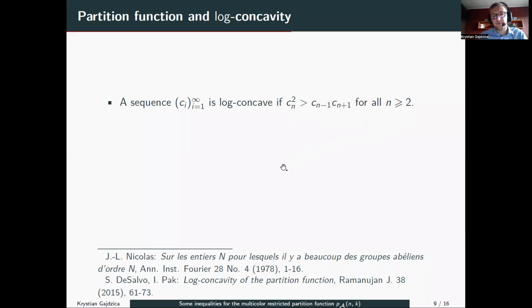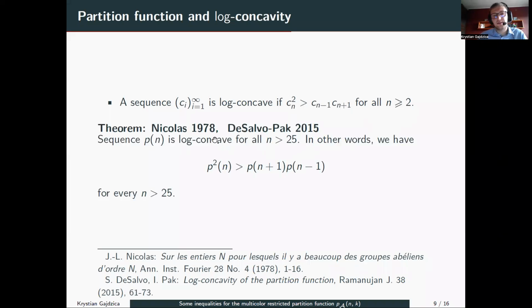In 2015, DeSalvo and Pak reproved the theorem of Nicolas from 1978 that the classical partition function is log concave. In fact, this theorem was a motivation for the Bassenrod-Ono inequality, and as in the case of the Bassenrod-Ono inequality, this theorem has initiated great research into similar inequalities for other variations of the partition function.